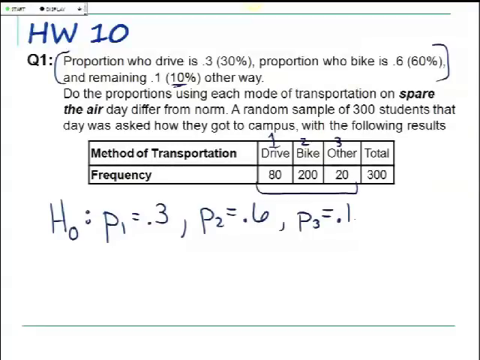So how will you find expected counts? These are the observed counts. How many would you have expected to drive to campus if that model H-naught is really true? Well, 30% of 300. N times P is your formula. So you have to find the three expected counts. You have to calculate your test statistic. What degrees of freedom will you be using for that test statistic here? It says K minus 1 on your formula card. What's K? It's how many categories you have. Drive, bike, or other, so it's 3 minus 1, or 2.